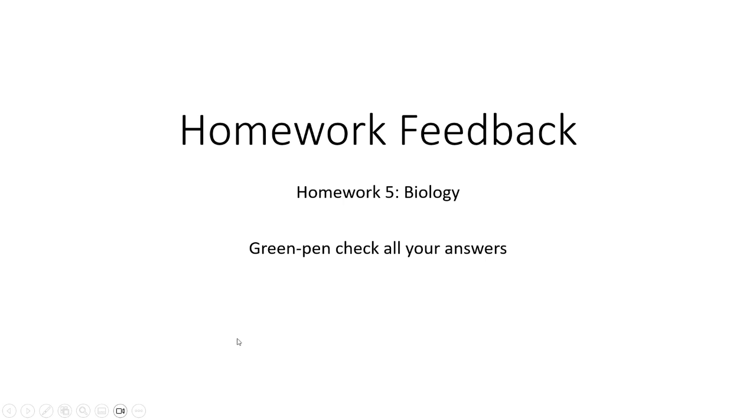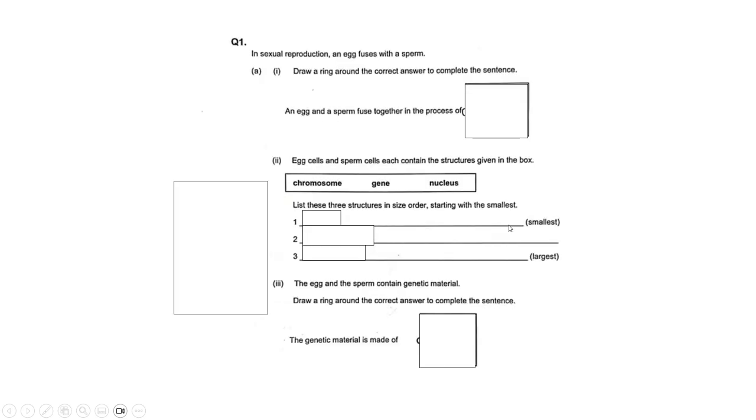In sexual reproduction, an egg fuses with a sperm. Draw a ring around the correct answer to complete the sentence. An egg and a sperm fuse together in the process of fertilization. You need to know this word. Fertilization: the DNA or the chromosomes from the sperm cell get into the nucleus of the egg cell, and we now have a fertilized cell which is going to grow into an organism.